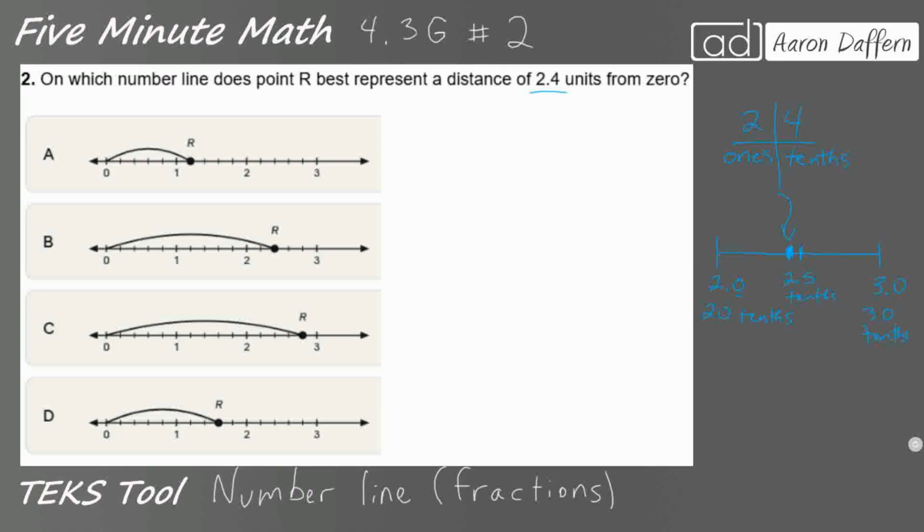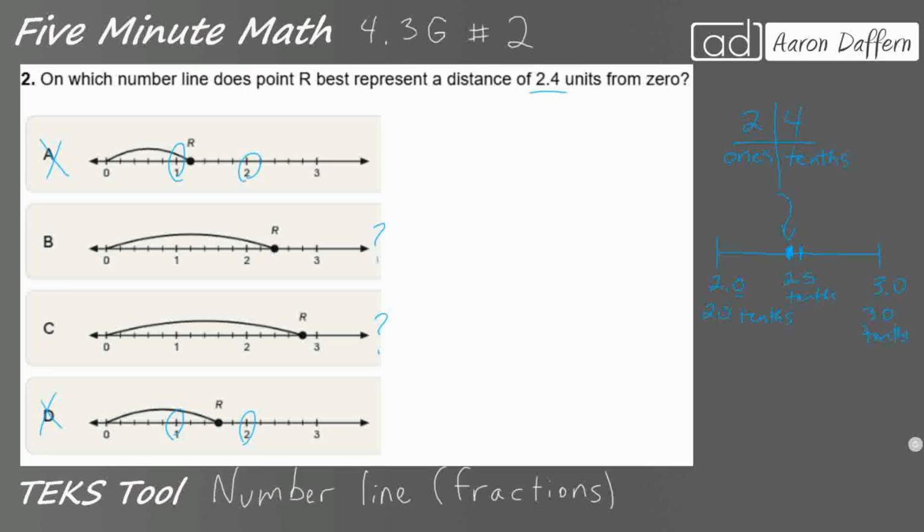Take a look at A. A sits between 1 and 2, so the whole number is wrong. B sits between 2 and 3. All right, that's a possibility. And then C sits between 2 and 3. All right, possibility. And then D sits between 1 and 2. So I've eliminated two answer choices. So it's now between B and C.